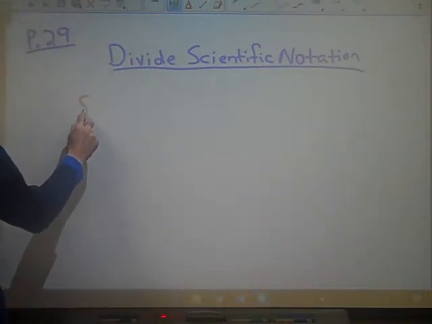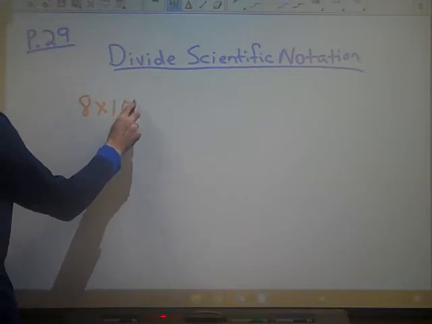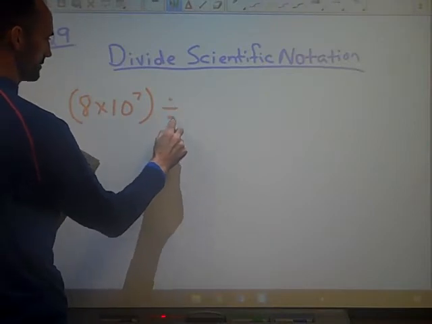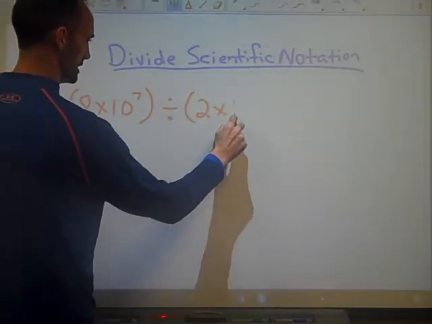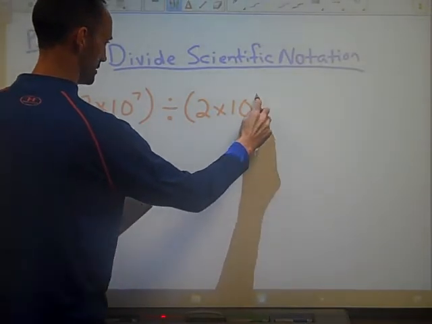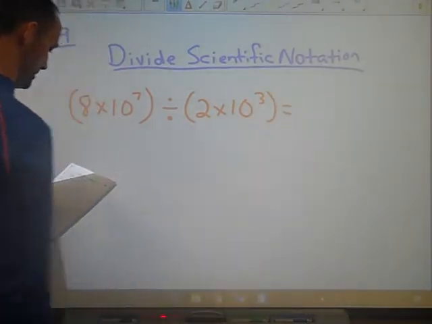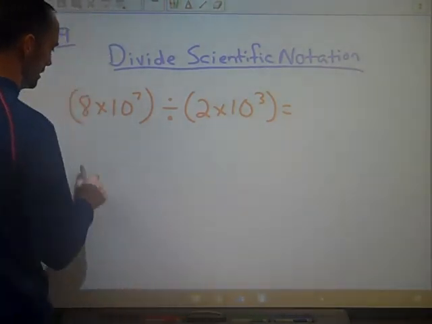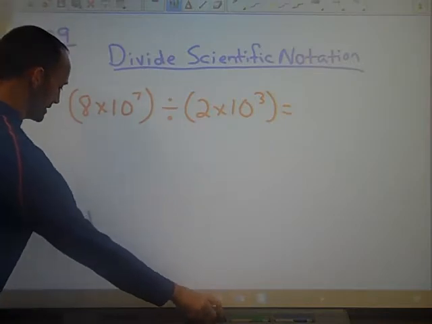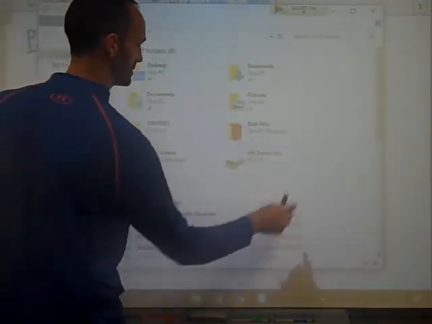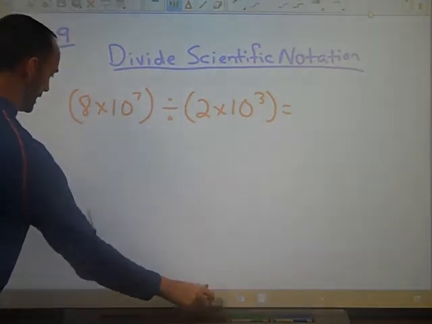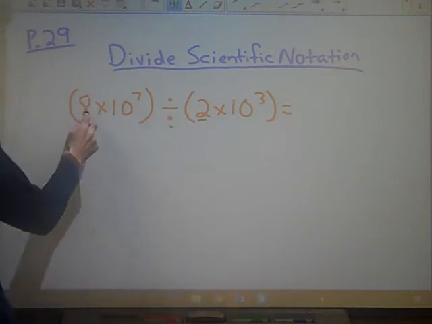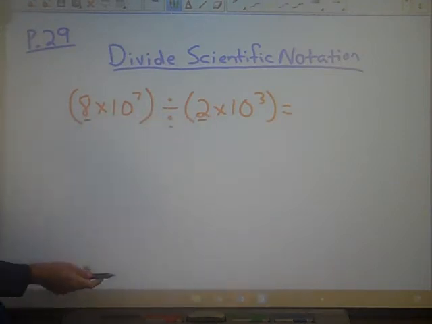We have 8 times 10 to the 7th, again in parentheses there, divided by 2 times 10 to the 3rd. So we look at our numbers up front. We have an 8 and a 2, and we're dividing. 8 divided by 2 is 4.